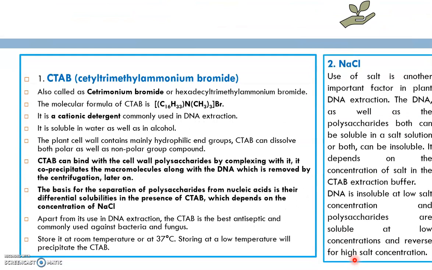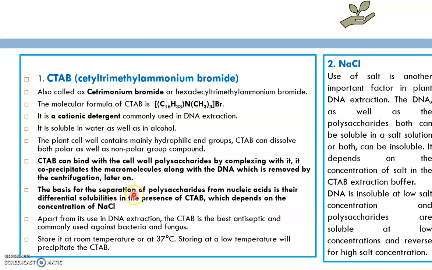Now, the important compounds which are being used in the extraction buffer, what are their roles? CTAB, which is commonly known as cetyl trimethyl ammonium bromide, is one of the important compounds. It acts as a cationic detergent, and it can bind with the cell wall polysaccharides by complexing with them. It co-precipitates the macromolecules along with the DNA, which is removed by centrifugation.